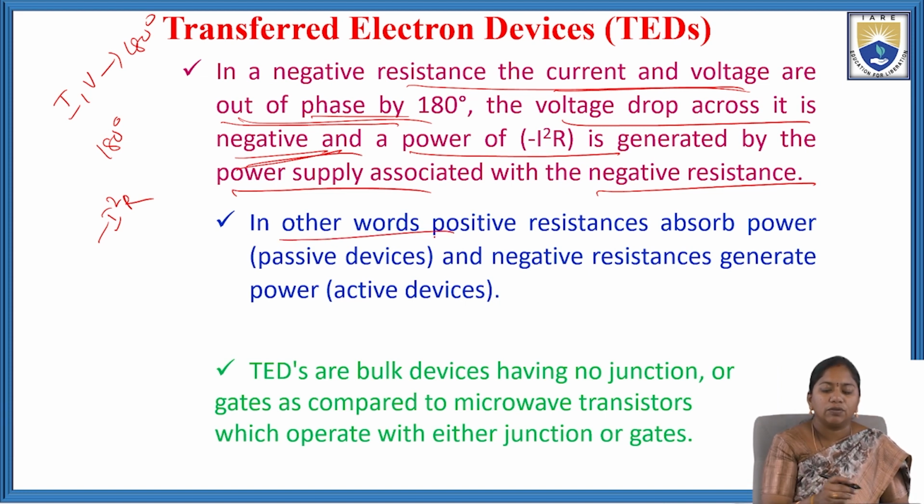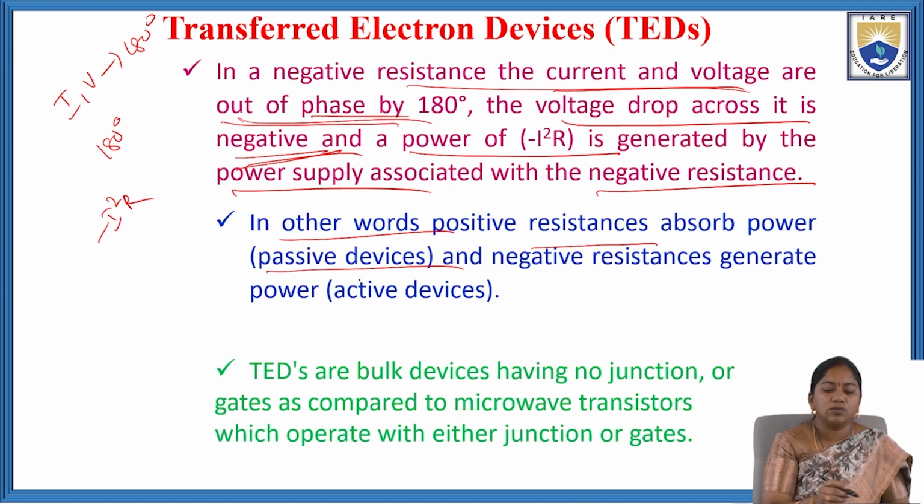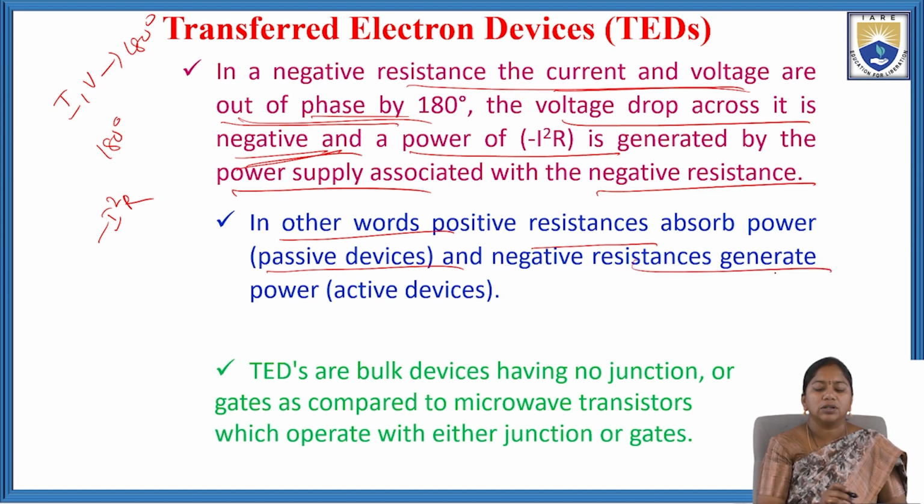In other words, positive resistances absorb power; those are called passive devices. Negative resistance generates power; those are called active devices.